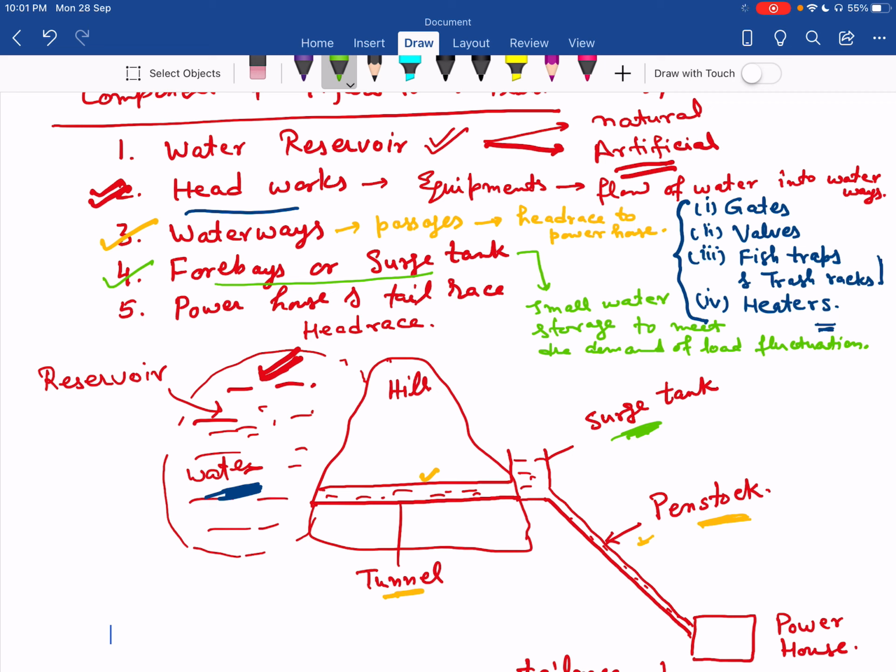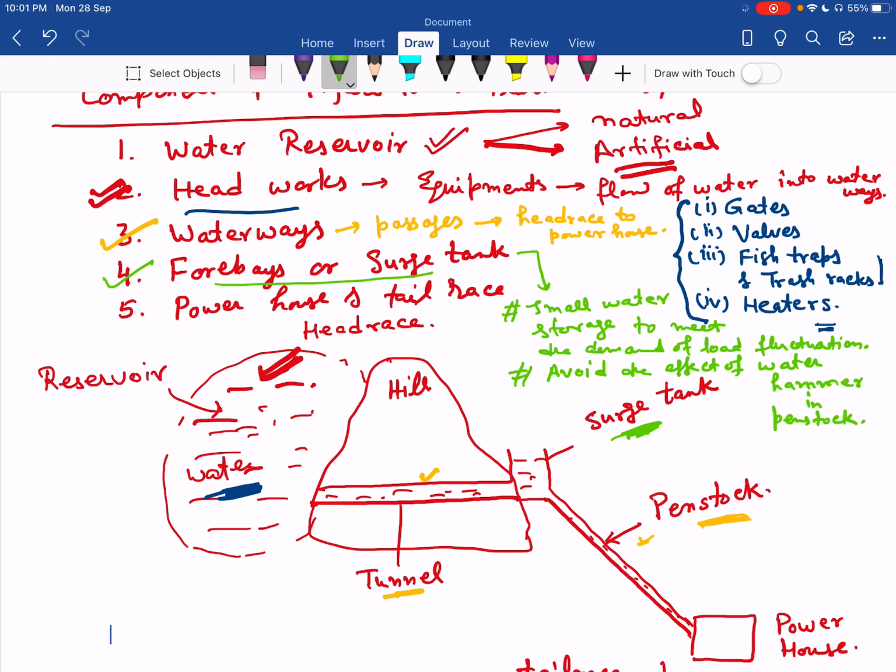Another advantage of this surge tank is that it avoids the effect of water hammer in the penstock. This is one function of the surge tank. Now, what is this water hammer?